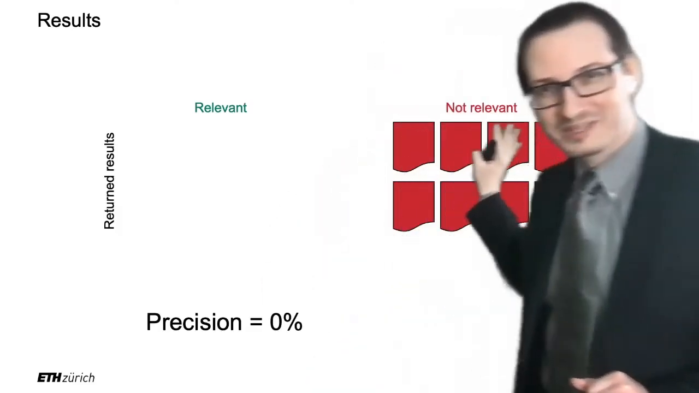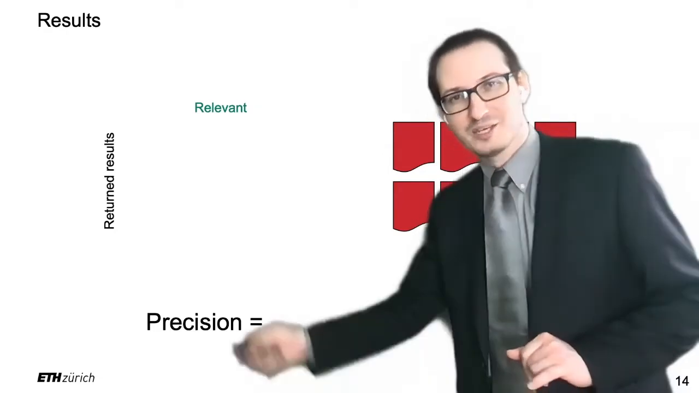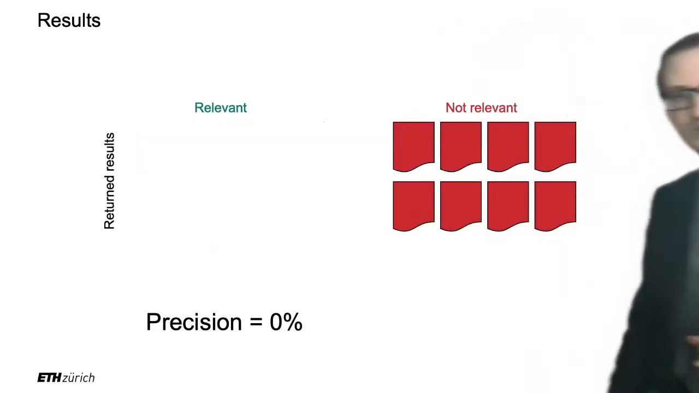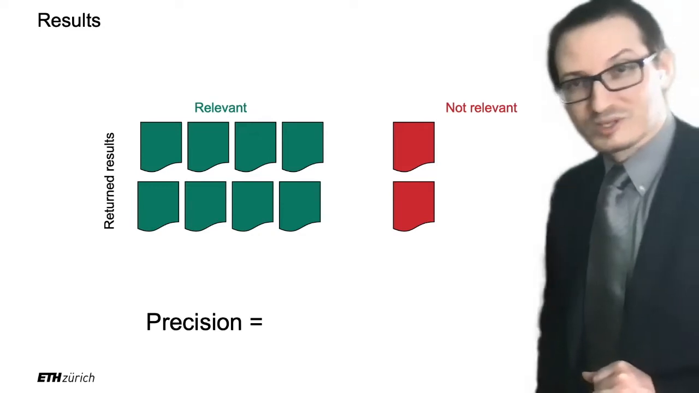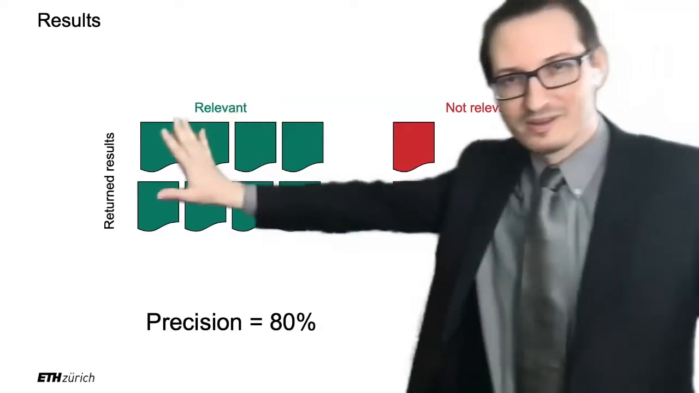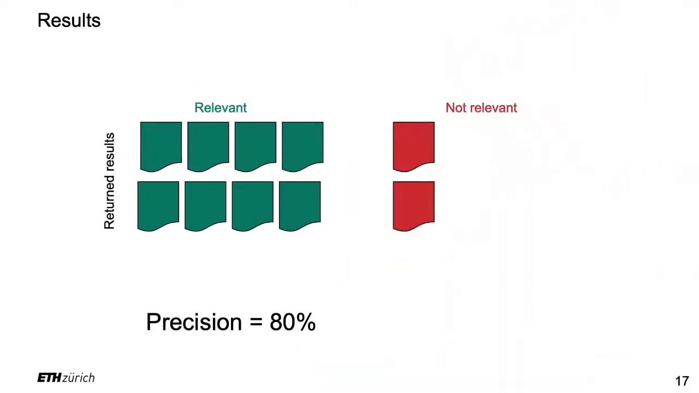0. Exactly. So here you're really out of luck. Everything that you got from the system is just something you don't care about. Here you were really lucky because all you got was actually relevant to you. So you see 100% is great. 0% is not great at all. All right. What's the precision here? So 80%. Yep, correct. 8 divided by 10, 80%. All right, very good.